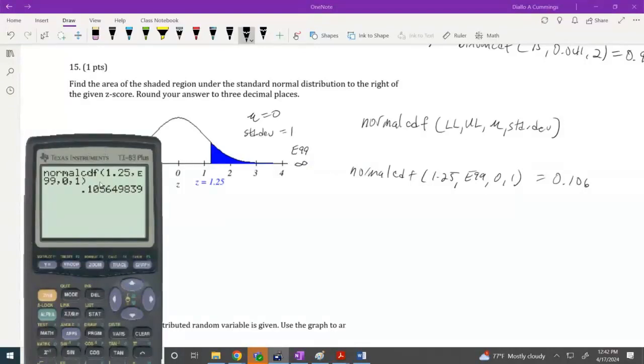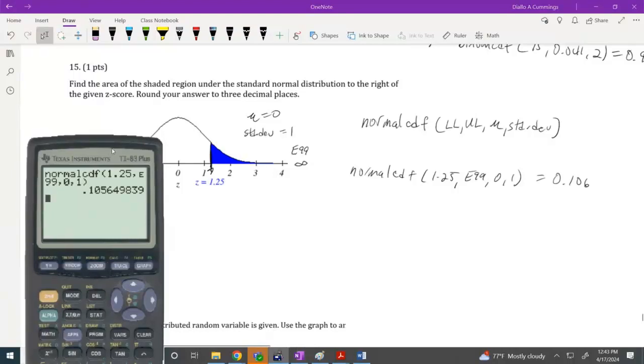All right, so we just put in that lower limit. They give this lower limit as the lower part of that shaded area. The upper limit is infinity. So even though you see the 4, it keeps on going, so you want to put in infinity.